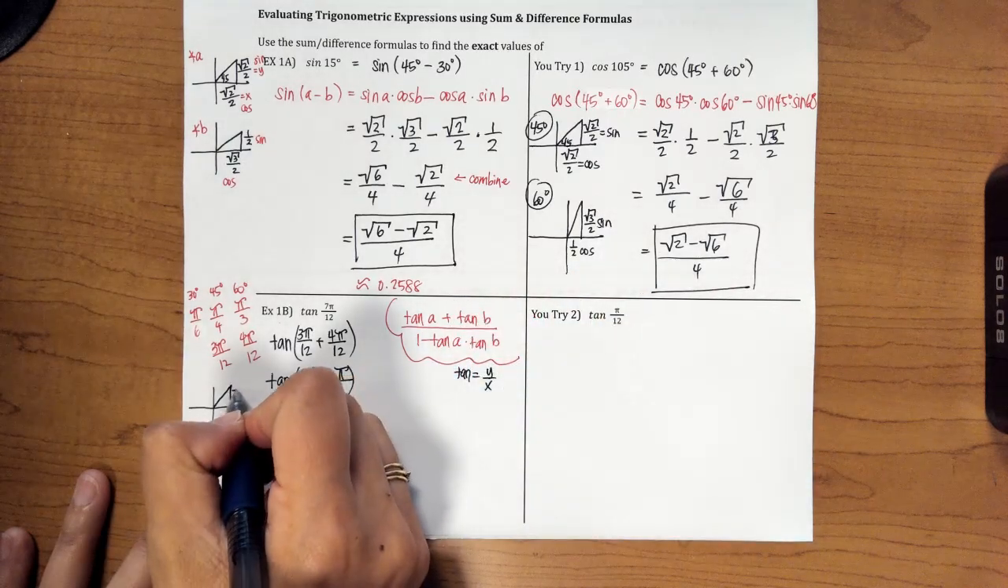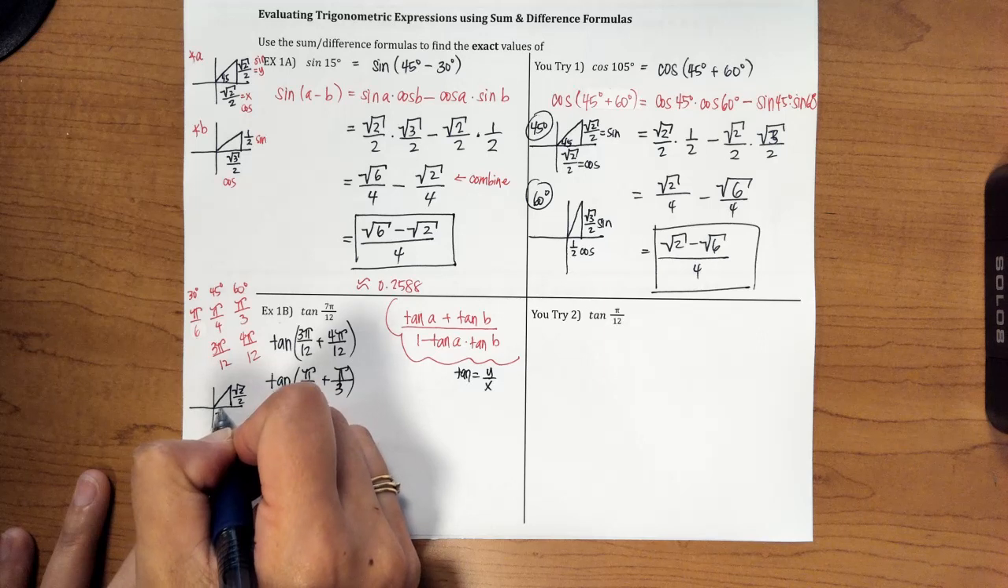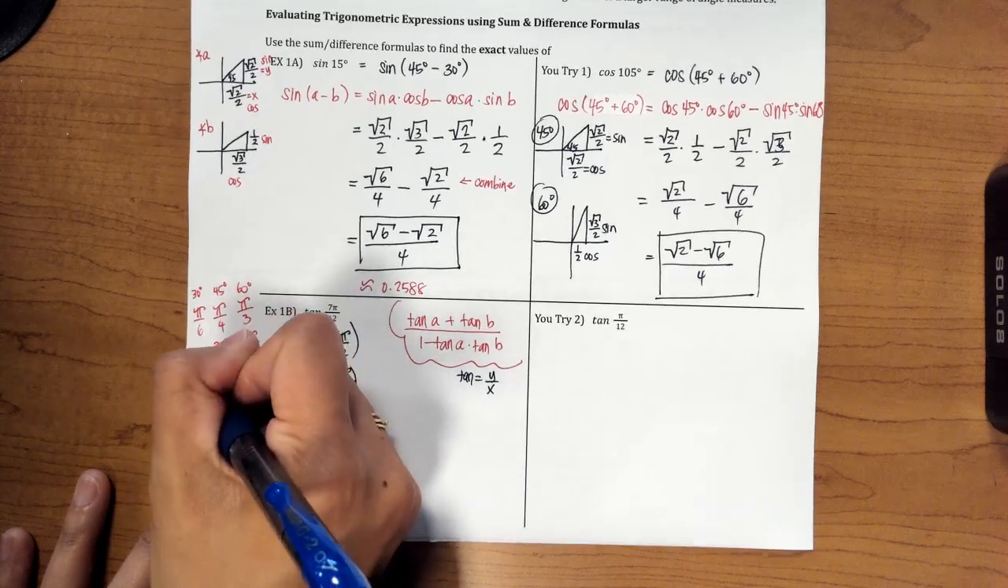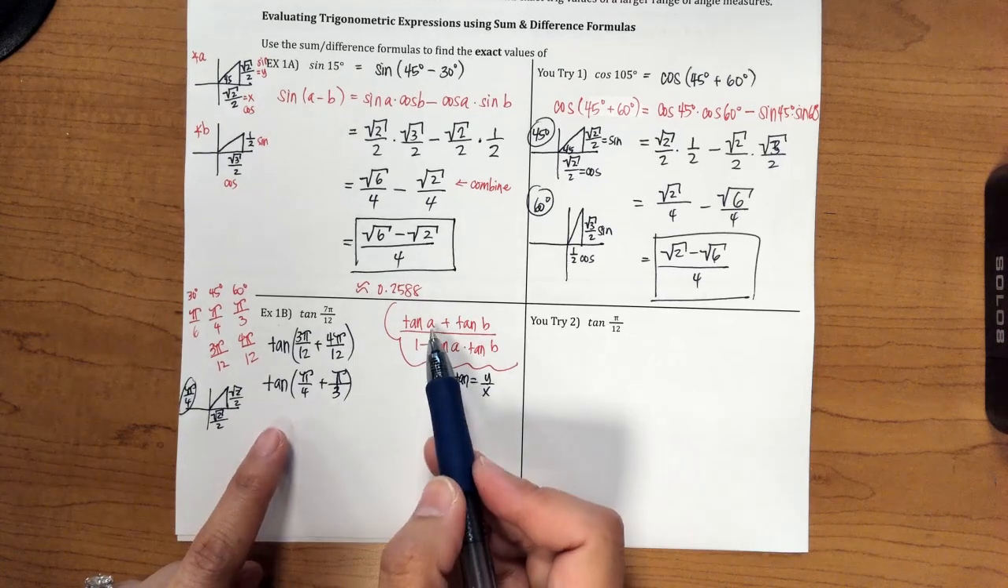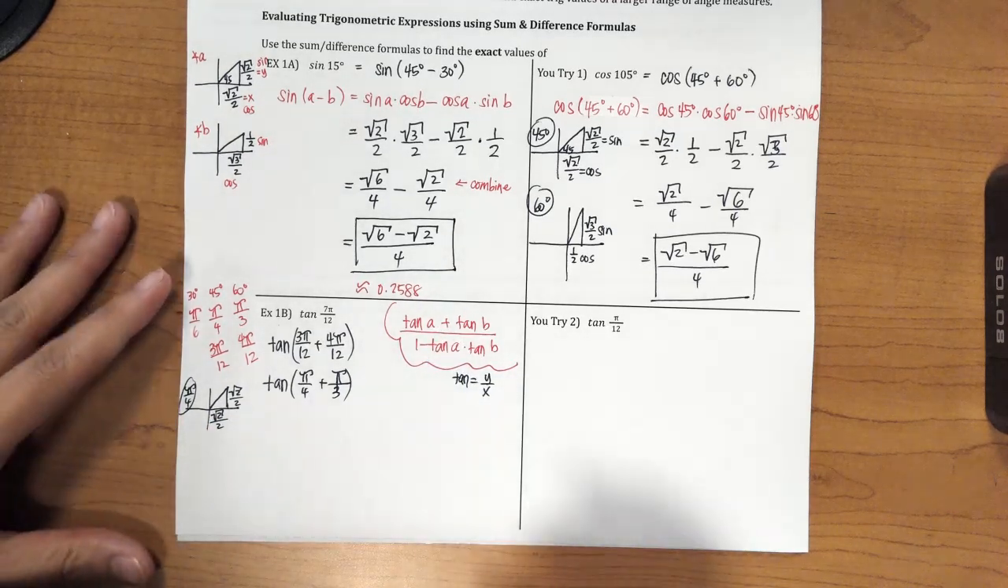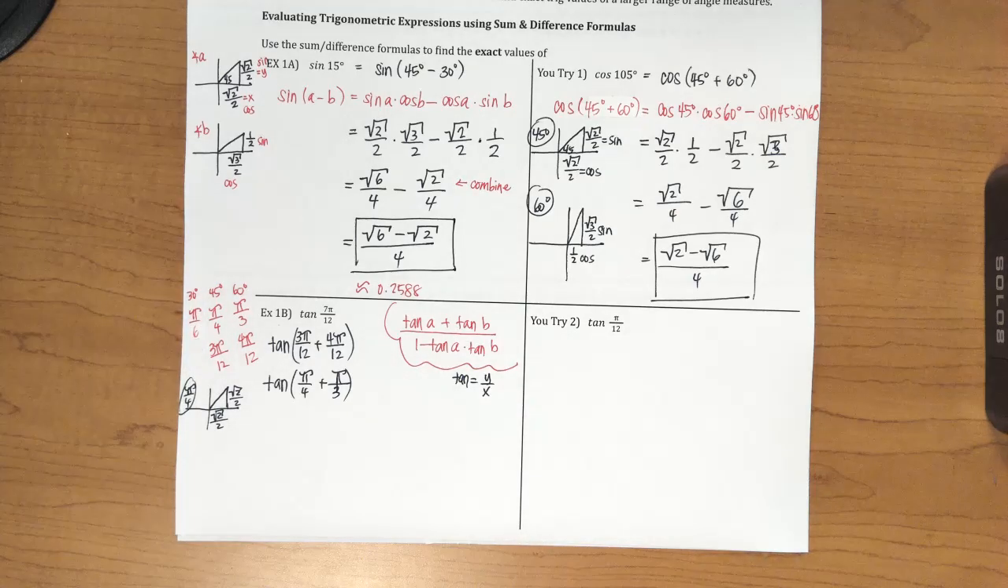So for this one, this is pi over 4. For this one, we are going to just have 1. So let's write this out.